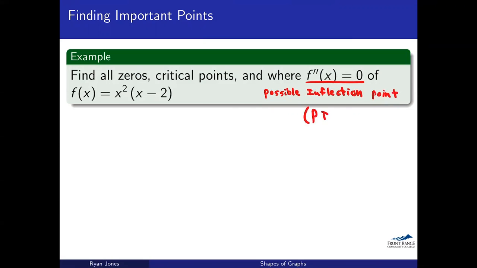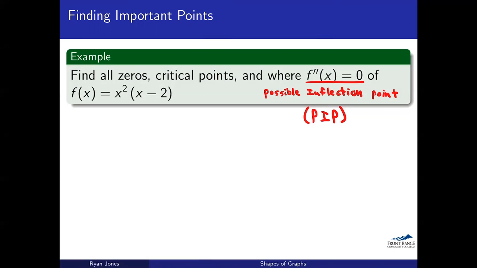Sometimes called a PIP, or even just writing possible IP. So if you ever see a question or an example that says, find the zeros, find the critical points, and find the PIPs, find the possible inflection points, that's just saying, find where f double prime of x equals 0. And we call it a possible inflection point.